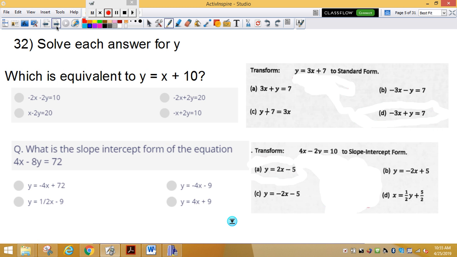For 32, you basically just want to get all these answers in y equals form and see which one matches. So let's do A. We would start by moving the 2x, and to move things you do the opposite, so we would do plus 2x. So here I'm going to bring down a negative 2y. This side's going to be 2x plus 10. I would divide by a negative 2. So 2 divided by negative 2 is negative 1x, and 10 divided by negative 2 is negative 5. So that doesn't match. So let's try B.